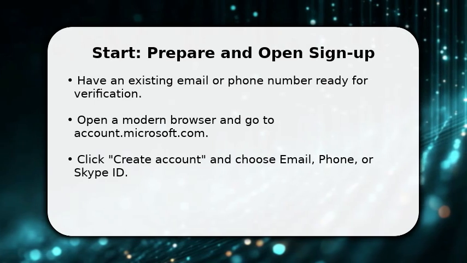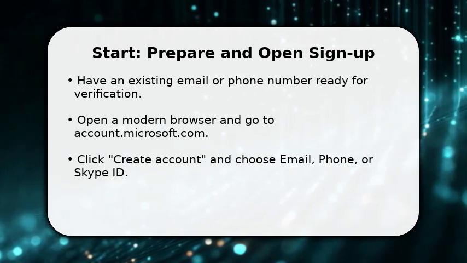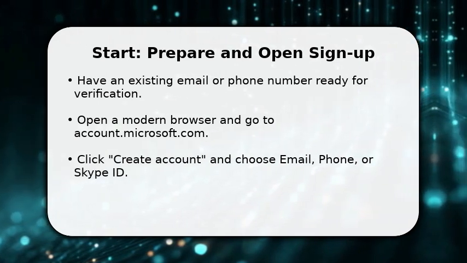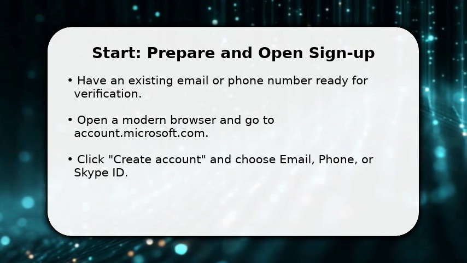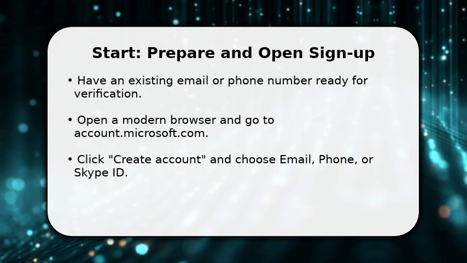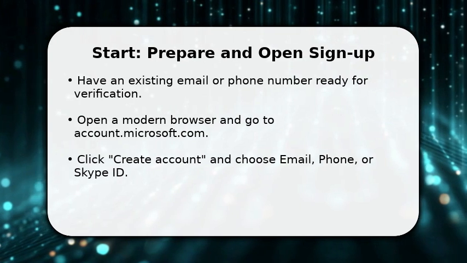You'll start by preparing one contact method and a working browser. This speeds verification. Once ready, open account.microsoft.com and click Create Account. Choose whether to use an email address, phone number, or new Skype ID, then enter that contact. Make sure the contact is accessible because Microsoft will send a code.